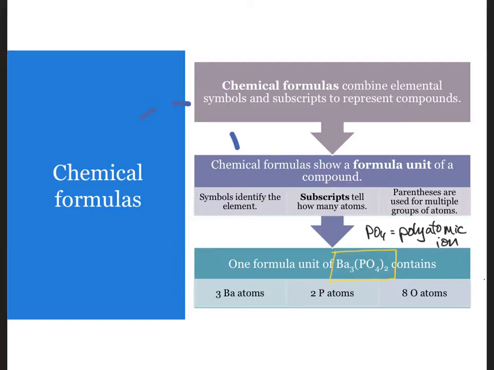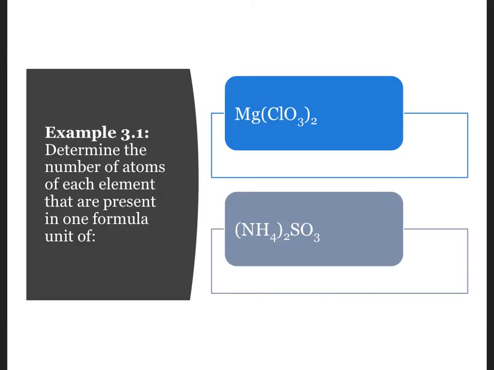For now, I want you to be able to look at a formula and tell me how many atoms are present. For example, our barium phosphate formula unit contains 3 barium atoms. If there isn't a subscript listed, we can assume it's a 1, so we have 1 times 2 equals 2 phosphorus atoms, and 4 times 2 equals 8 oxygen atoms, since we are combining 2 units of phosphate with every 3 barium atoms. Here's one for you to try.